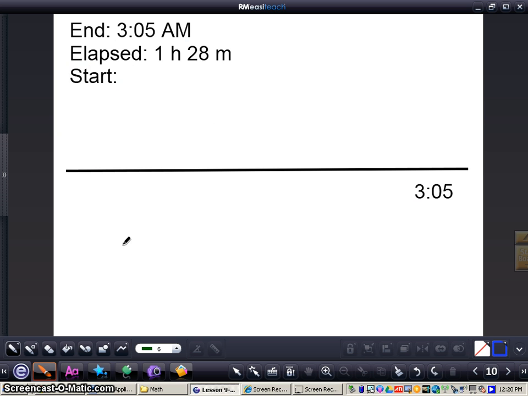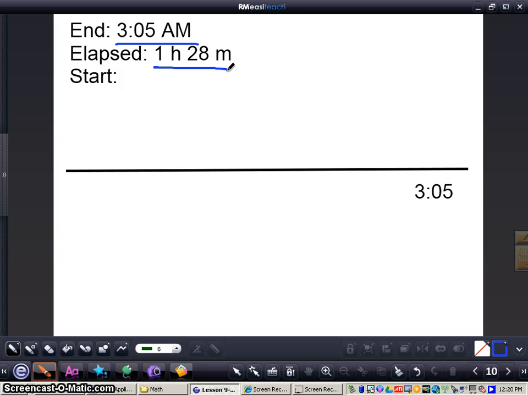Okay, now we're going to take a look at one that's a little bit trickier. What they have done, they have given us the end time, they've given us the elapsed time. We need to figure out what time was the start time. Okay, so we're going to just break this down. We start at 3:05, and I like to start to the left here. I'm going to move back on my timeline.